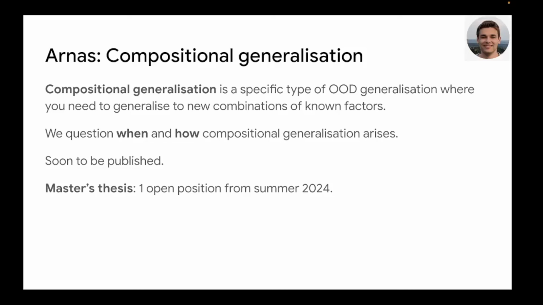Arnas is working on compositional generalization. Compositional generalization is a kind of generalization where you have seen every factor at least once, but the combination of the factors itself is something new at test time. He's questioning when and how this compositional generalization is happening, under which kind of conditions. Does it mean you have to see a lot of diverse compositions in order to be able to generalize to unseen cases? So that is also soon to be published, and he has one capacity for a master thesis from summer this year.